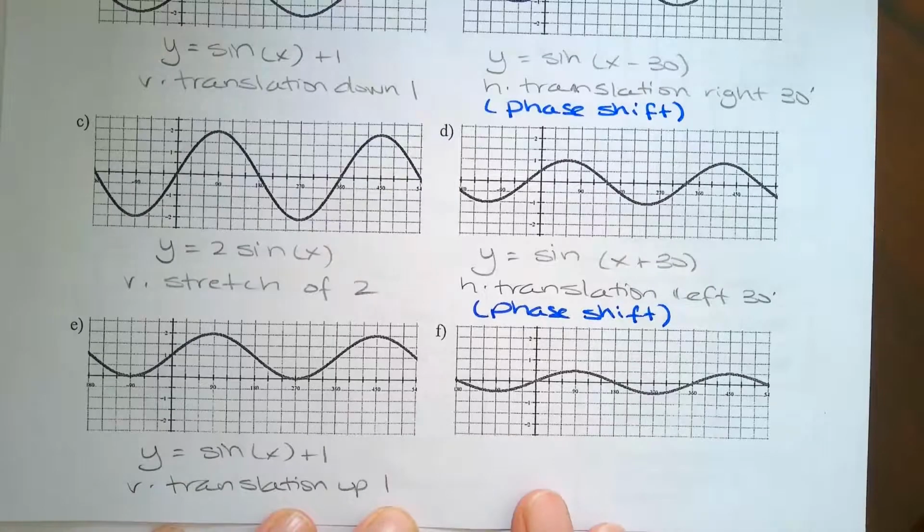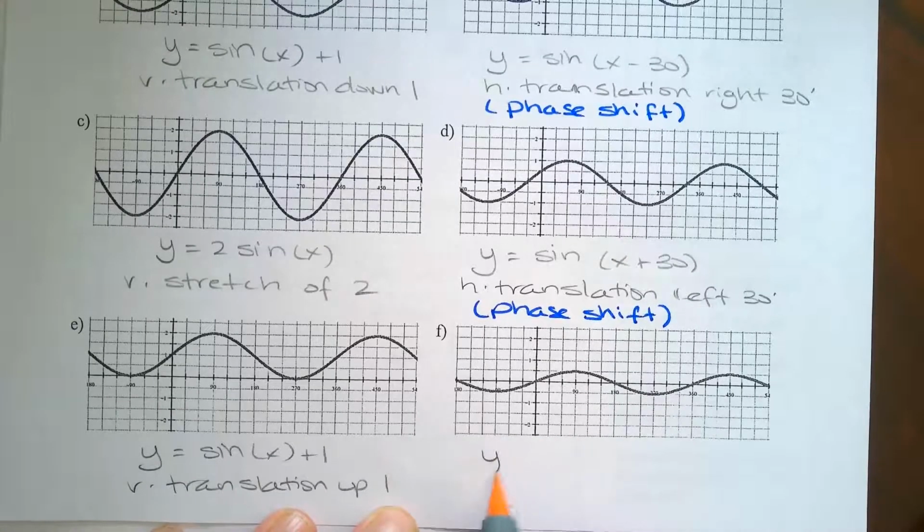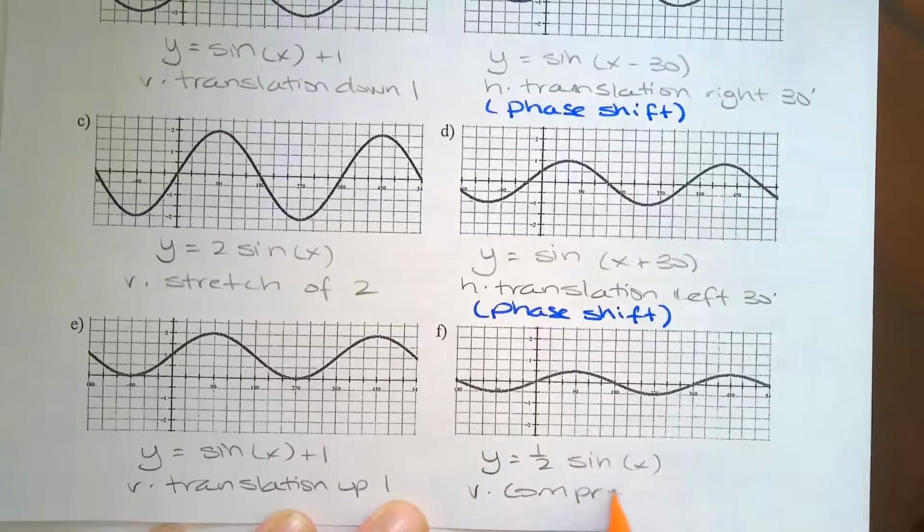And of course, this one looks compressed. So we can say that this is y equals 1/2 sine of x. So this is our vertical compression of 2.